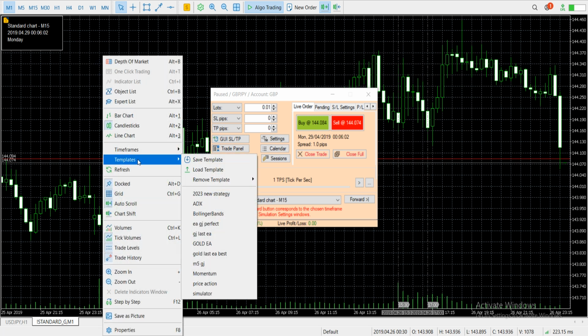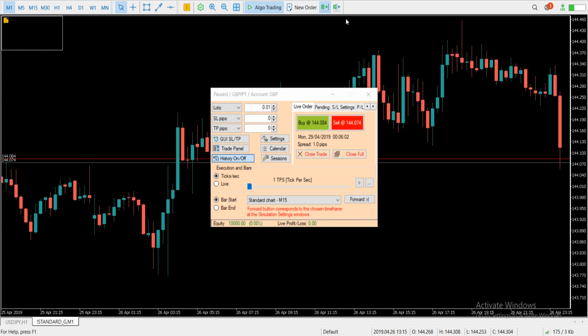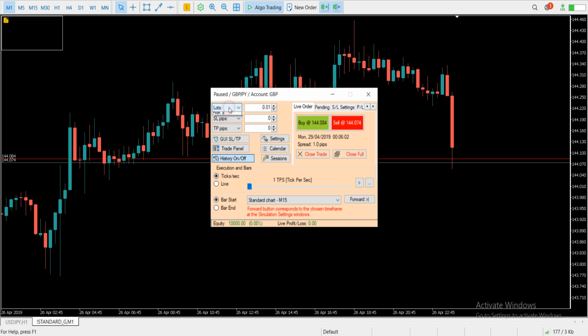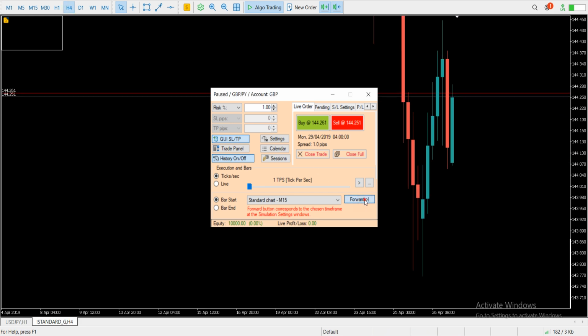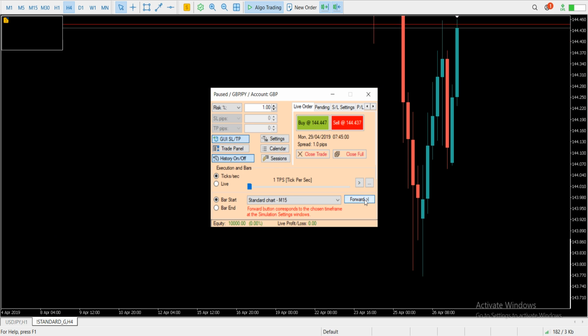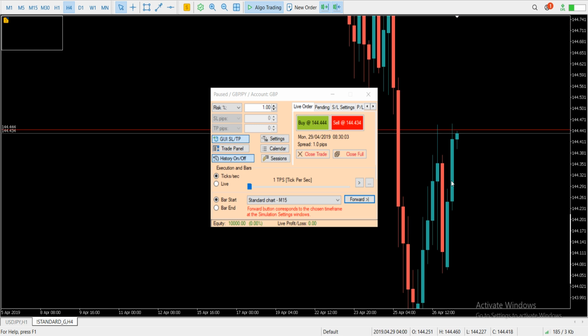Load the template, shift the chart, lots will be changed into risk, because every trade that I'm going to take I will risk 1%. Okay, moving on to 8 o'clock, because that's when I start trading pre-London timing, around that. Okay, by looking at the 4-hour, what's the first thought that comes into mind?